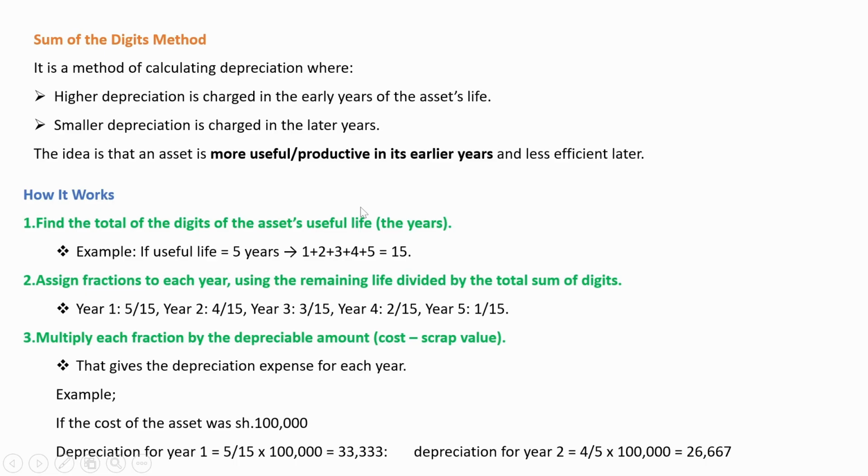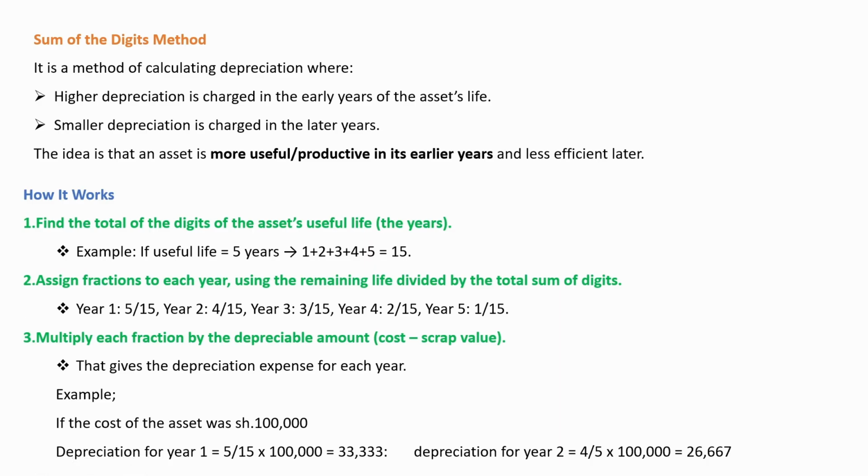So let us follow the steps here in order to understand how the sum of the digits works. Number one, find the total of the digits of the asset's useful life. Example, if you are given that the useful life is 5 years, add the years. We have year 1, year 2, year 3, year 4, year 5. Add those digits. So the years are the digits. The total will give you 15. That is step 1.